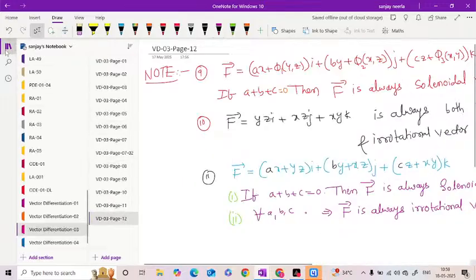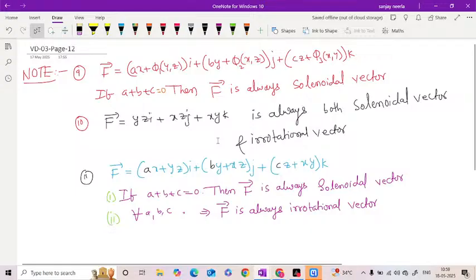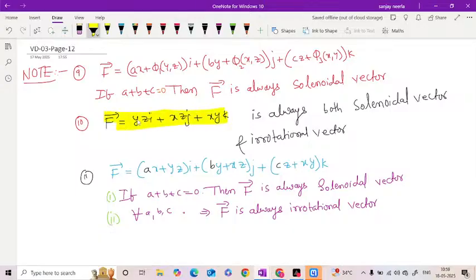Next one, come to the 9th one. So in the 9th one, same. So this 9th, this is the vector, and this vector is always a solenoidal vector, but here the condition is a plus b plus c must be 0. If a plus b plus c is 0, this f must be the solenoidal vector. Next one, I think this problem we have already seen. yz i plus xz j plus xy k. This is always an irrotational vector. Not only an irrotational vector, but it is also a solenoidal vector.